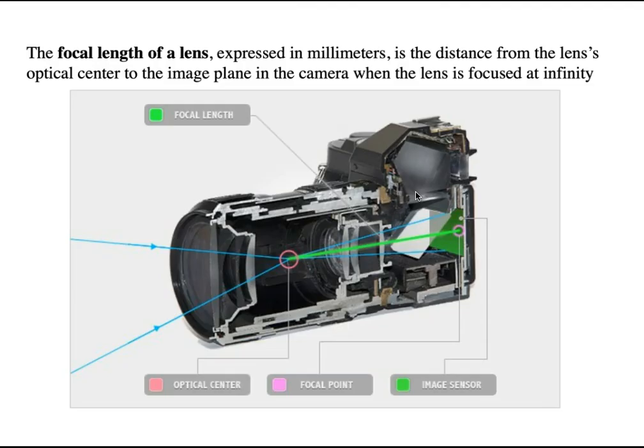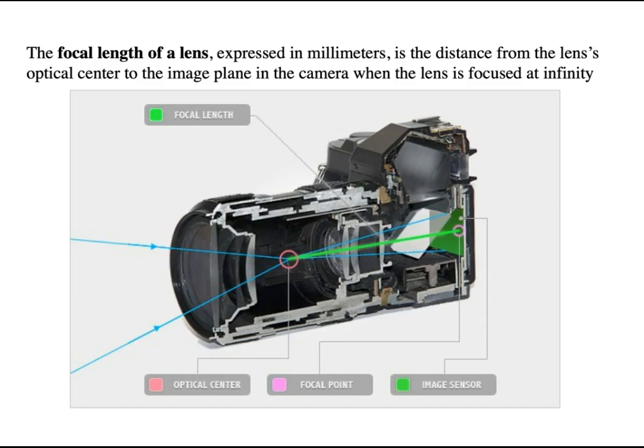So focal length. Focal length refers to the distance from the lens optical center to the image plane when the lens is focused on infinity. And this is what we rate our lenses at.